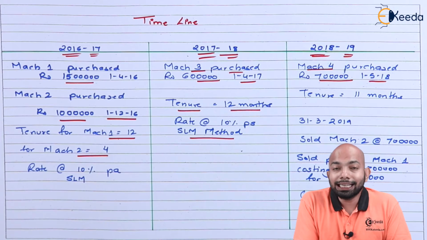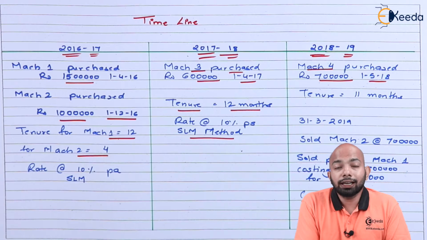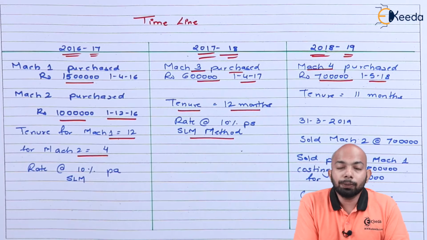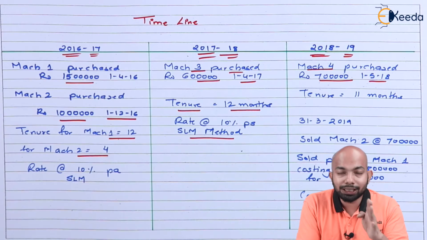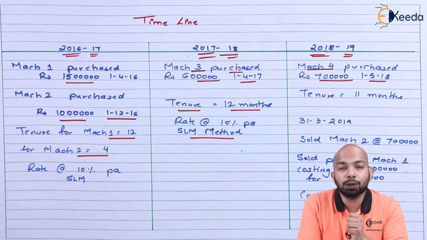Again in 2018-19, on 1st of May 2018, machine 4 was purchased for rupees 7 lakhs, as mentioned in the question. Now the tenure here will be only 11 months, as the depreciation has to be provided from the date of purchase until the financial year end, which is 31st March in this question.